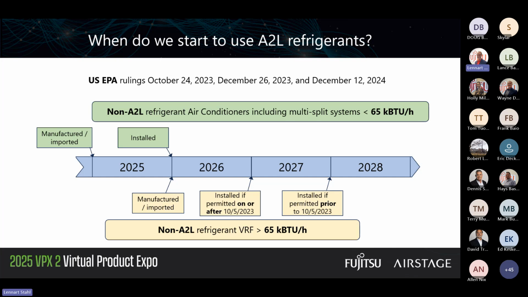It's kind of similar, but a little delayed when it comes to bigger systems, for example VRF, above 65,000 BTUs per hour. They had to be manufactured by January 1st, 2026, and they can be installed either by the end of 26 or end of 27. So it's a sell-through of either 1 or 2 years. The difference is that it depends on when it's permitted. If it's permitted after 10/5/23, it has to be done during 26. If it's an older system permitted before 10/5/23, it's another year sell-through. So it's an extended time when that system could be installed.